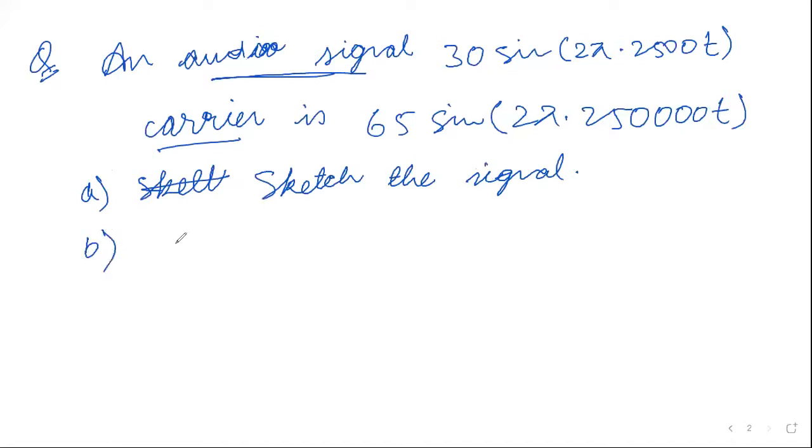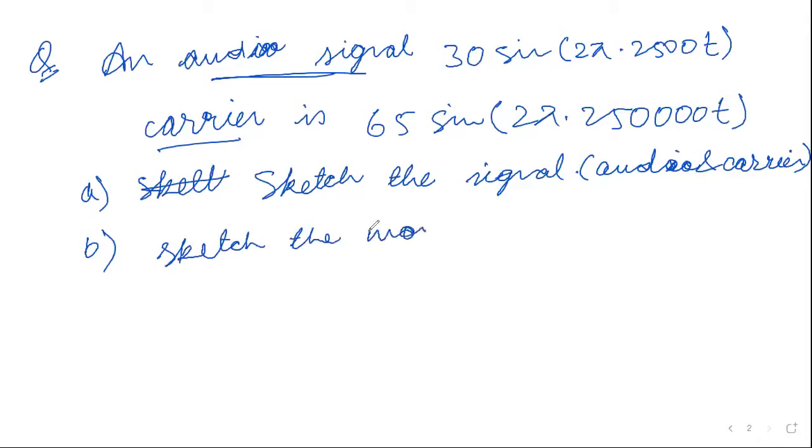B part is, so you sketch the signal means to say that you have to sketch the audio signal as well as sketch the modulating carrier signal. So audio and carrier. B part is sketch the modulated signal. So can anybody sketch on your copy and share your screen so that I can see that?